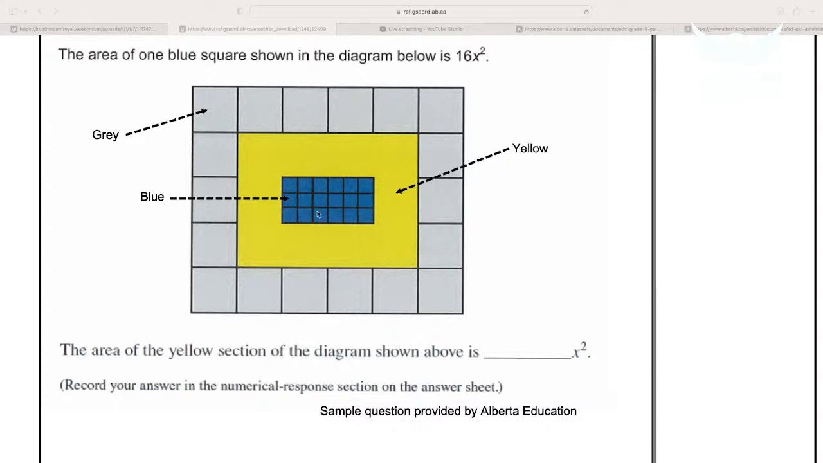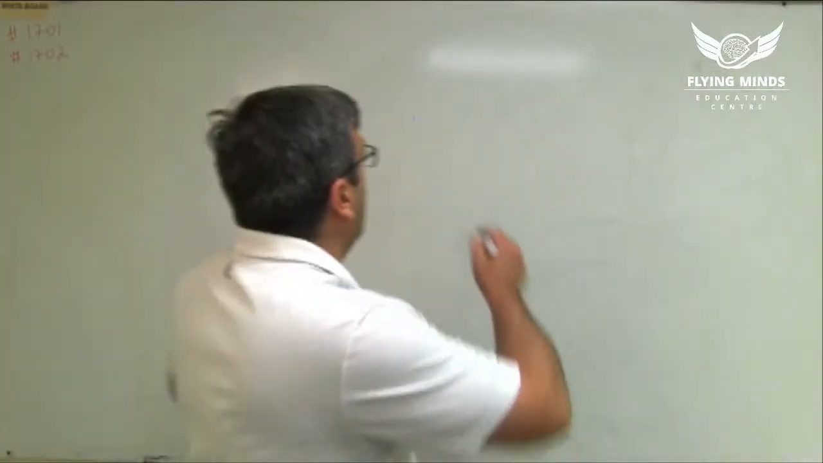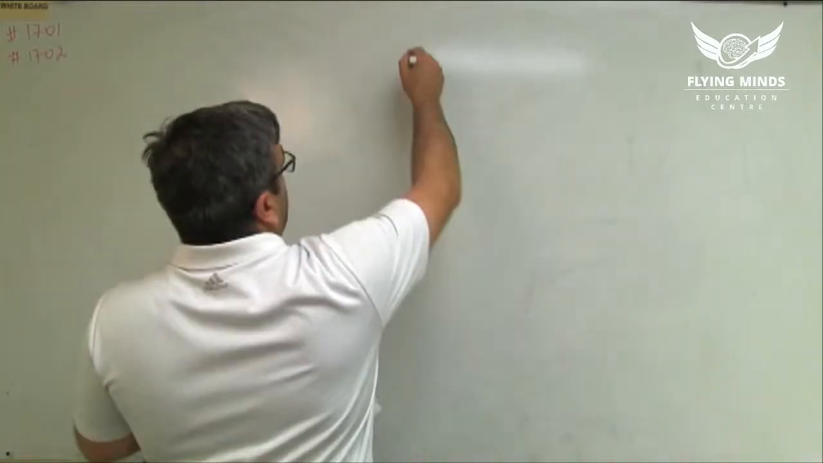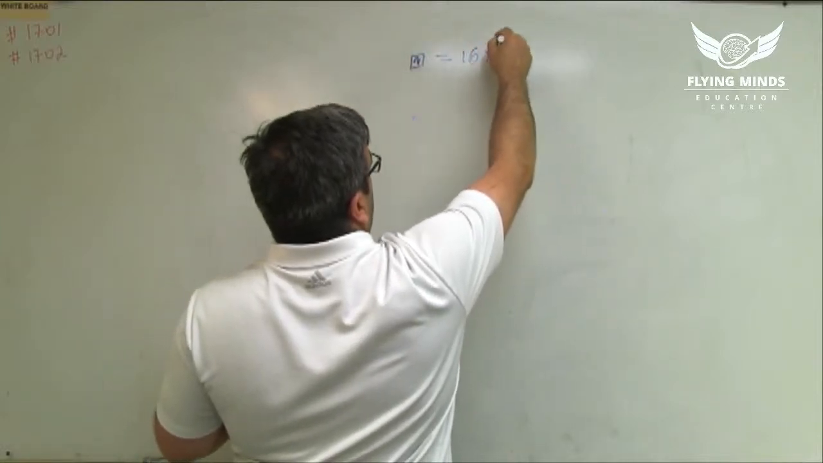So we can see that the length of the blue region is the same as 2 gray squares, right? So it means that the size of the gray squares equals 1 blue square, right? Small square equals 16x squared.